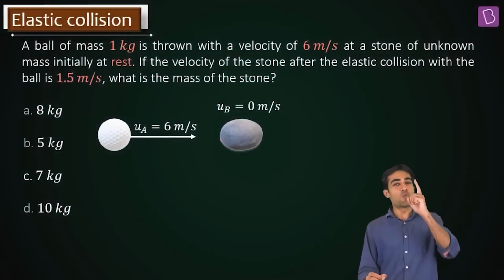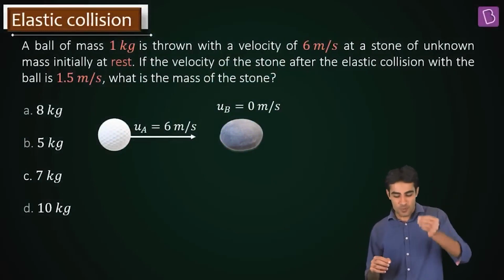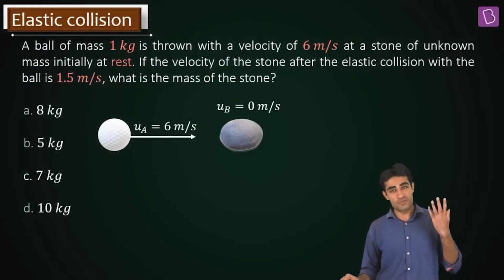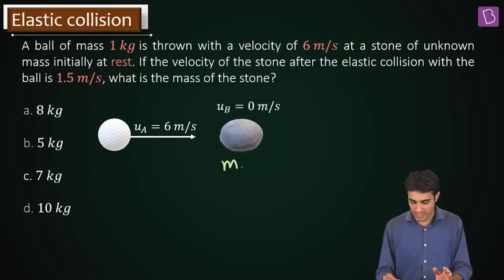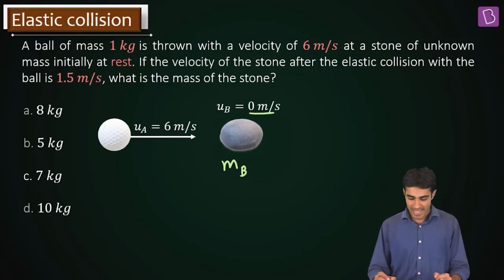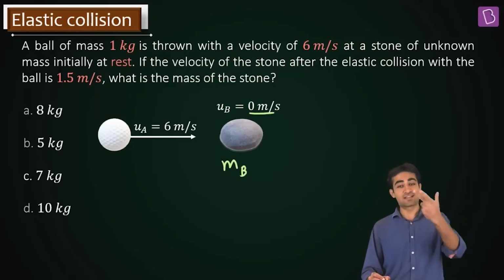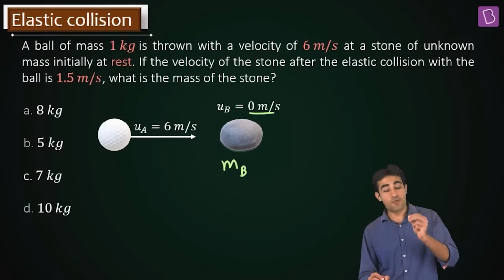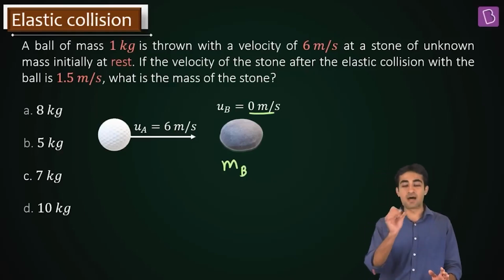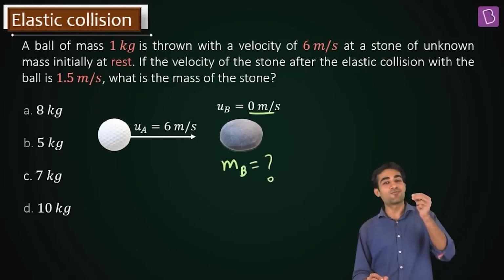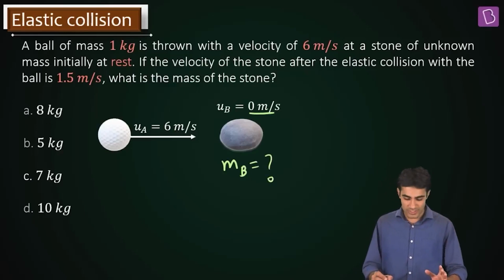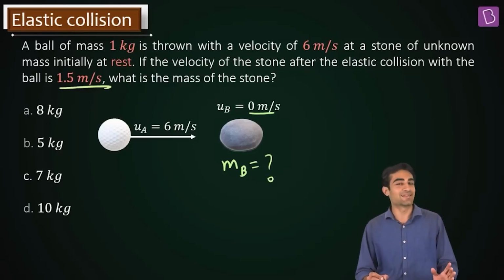A ball of mass 1 kg is thrown with a velocity of 6 meters per second and it collides with a stone of unknown mass which was initially at rest. So we don't know the mass of this stone, but we know it was at rest. If the velocity of the stone after the elastic collision with the ball is 1.5 meters per second, then what is the mass of the stone? So we have to find the mass of the stone if the final velocity of the stone after the collision is 1.5 meters per second.